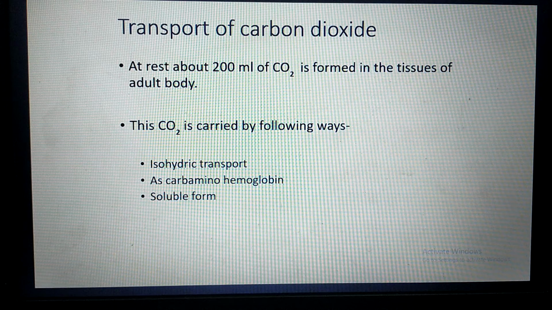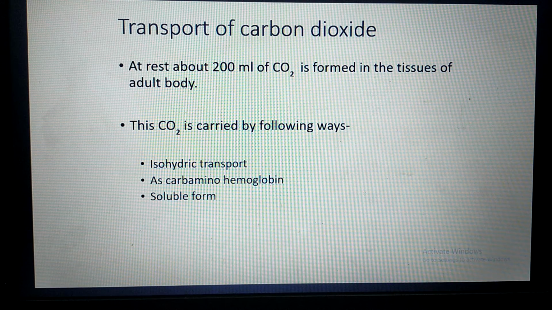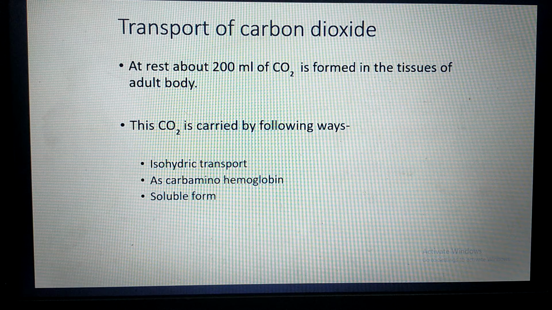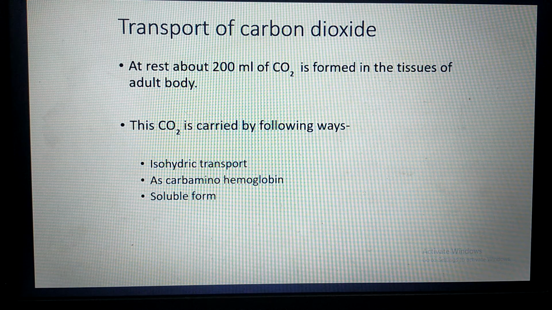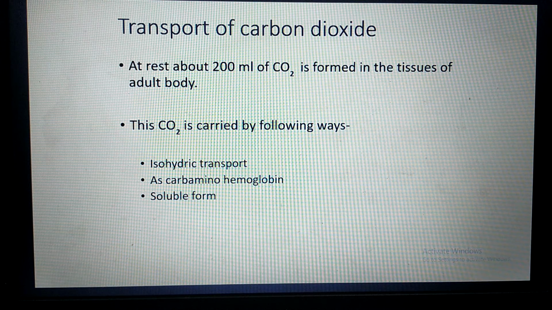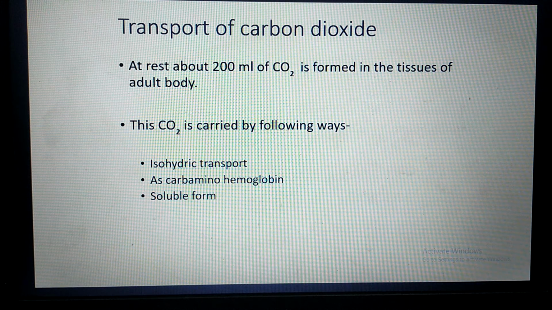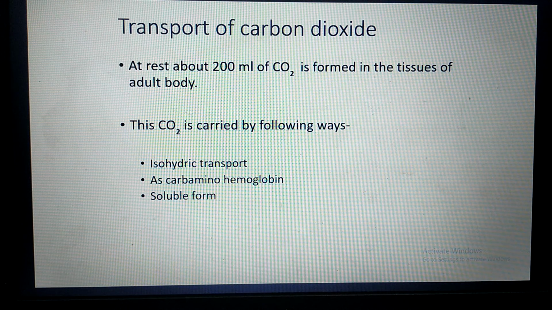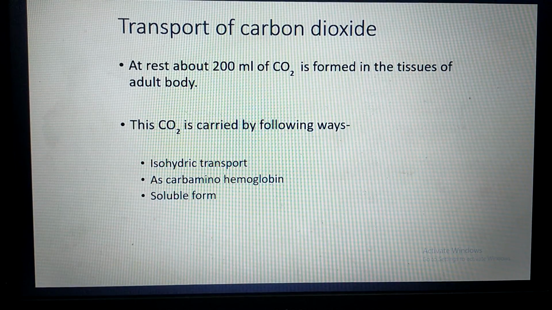First we will study the transport of carbon dioxide by hemoglobin. At rest in our body, about 200 ml of carbon dioxide is formed in tissues due to various metabolism in an adult. This carbon dioxide is carried out in the following three ways. First is called isohydric transport of carbon dioxide. Second, in the form of carbaminohemoglobin, and third is in soluble form. By these three forms, carbon dioxide is transported from tissues to the lungs.